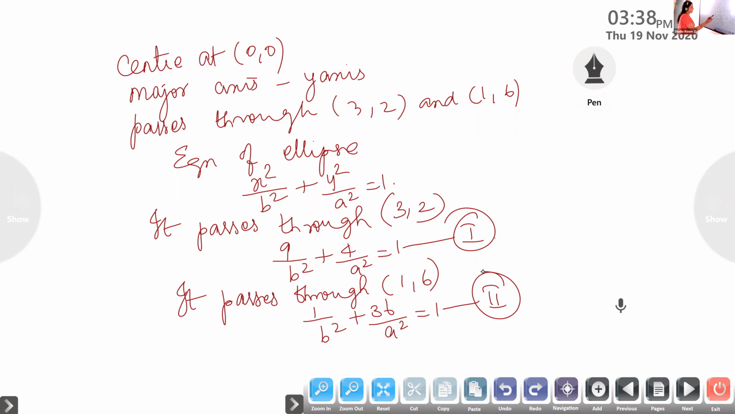So you put 1 by a square as u and 1 by b square as v, isn't it? You substitute like this. You'll get two linear equations in terms of u and v. Solve those two equations either by elimination or substitution. Find out what is 1 by a square and what is 1 by b square.